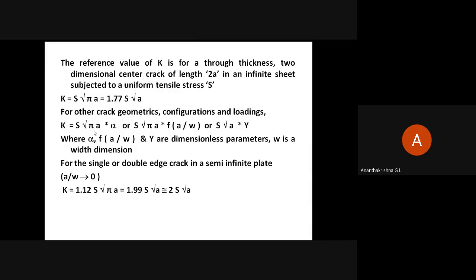Now just note down this. For the stress intensity factor, K is equal to S root pi A, that is equal to 1.77 S root A. And note down this equation also. When a by W approaches zero, this parameter will go, so what we are left with is 1.12 S root pi A, so that's going to be the value of alpha. Note down these equations.